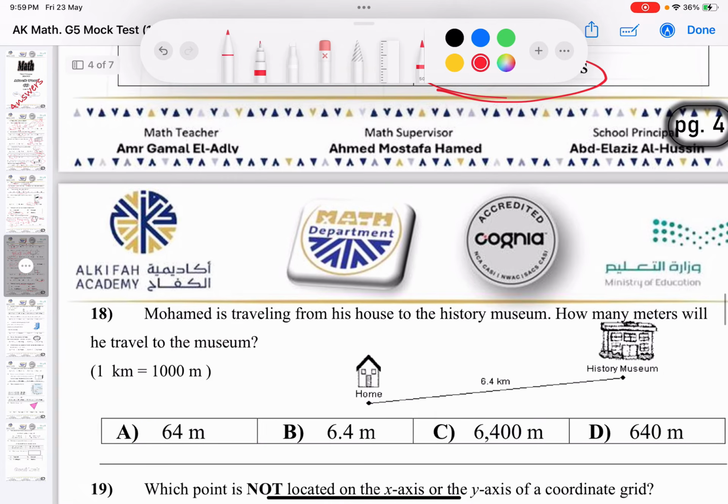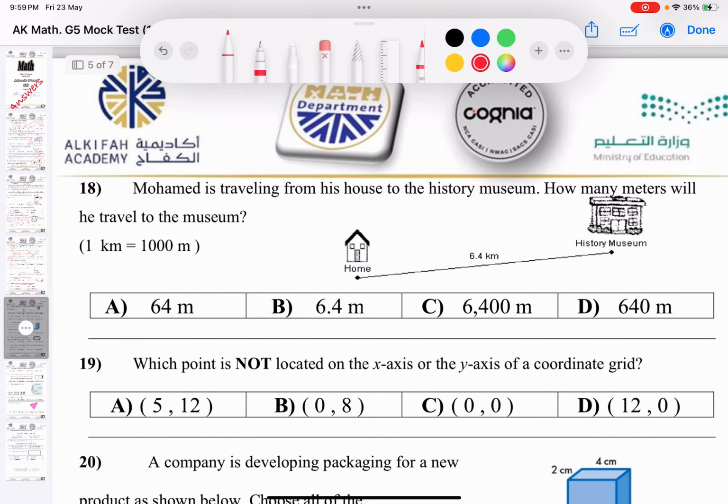Okay, now the next question. We have here Muhammad traveling from his house to the history museum and so on. How many meters? The distance is 6.4 kilometers. So we know that kilo means 1,000. Like on Facebook, if you have 3K likes, it means 3,000 likes. If you have 5K, it means 5,000. So kilo means 1,000. So a kilometer equals 1,000 meters, a kiloliter equals 1,000 liters, and so on. So we have here kilometers.